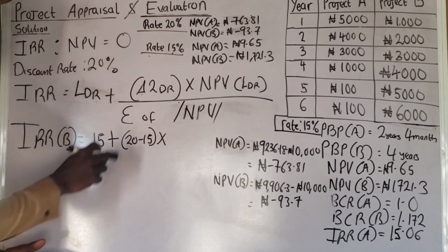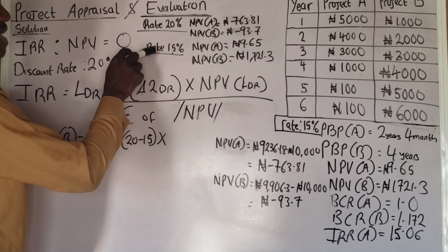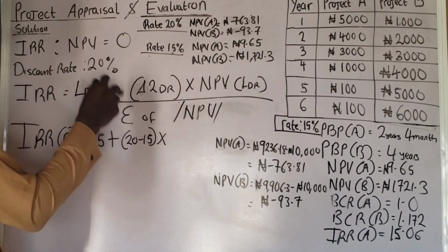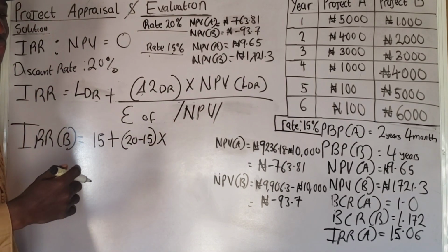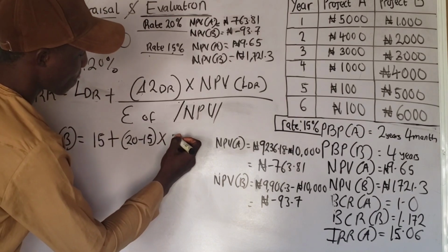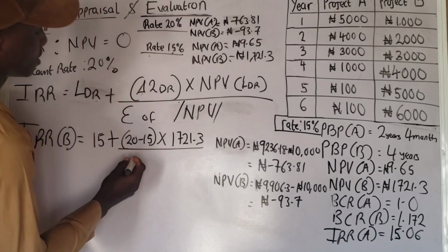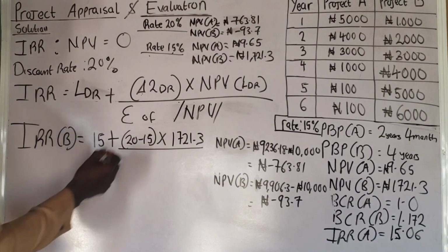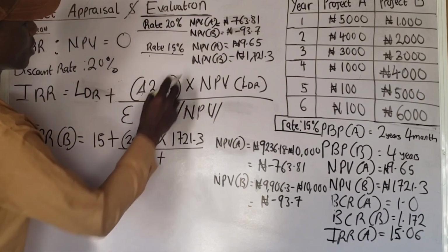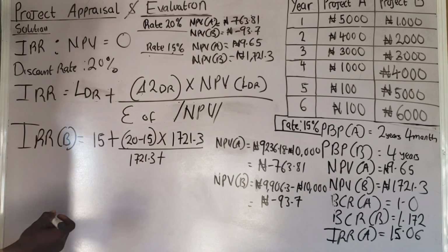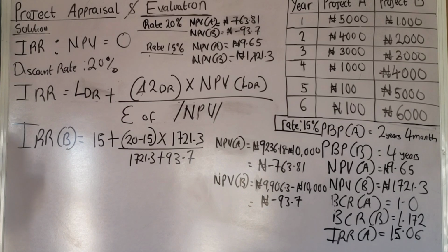You understand? Now, we are to put the NPV of the lower discount rate. The NPV of the lower discount rate is the NPV at the rate of 15%, because 15% is less than 20%. So the NPV that we're going to use here is 1,721.3. So I'm going to have 1,721.3 all over the sum of the absolute values of the NPVs. So I'm going to have 1,721.3 plus, neglecting the negative sign because we have taken the absolute value, 93.7.